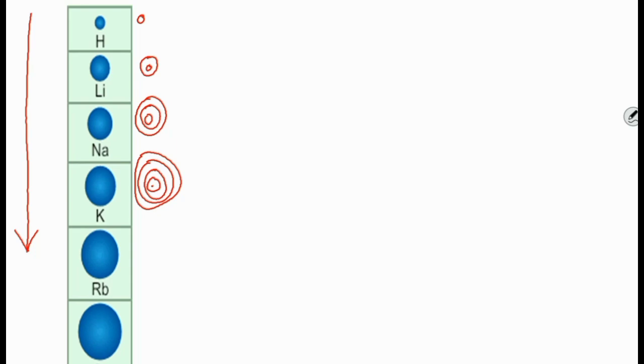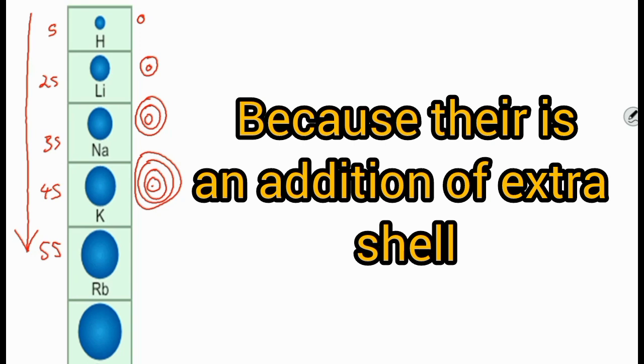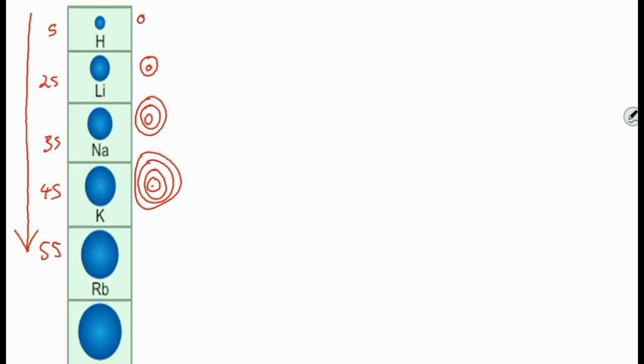So, for example, hydrogen in period 1 has just one shell. Then lithium in period 2 has 2 shells. Sodium in period 3 has 3 shells. Potassium in period 4 has 4 shells. Rubidium has 5 shells. As you come down the group, the atomic size increases just because there is an additional shell on the atom, making the size of the atom increase. That is the trend in atomic size as we come down the group.